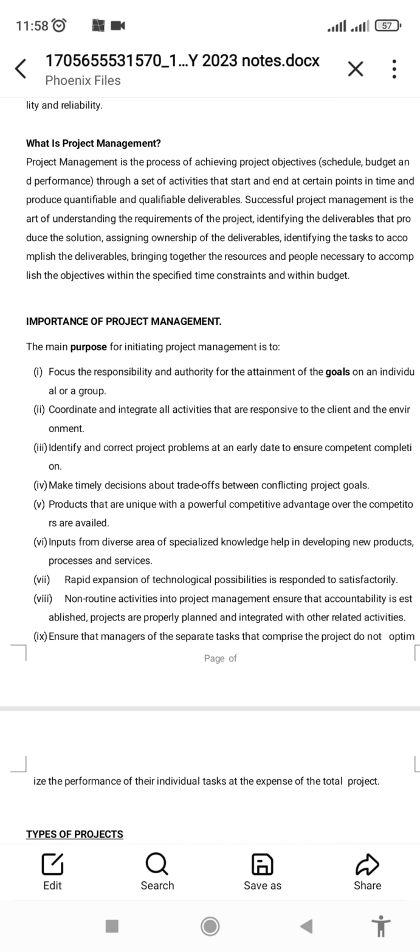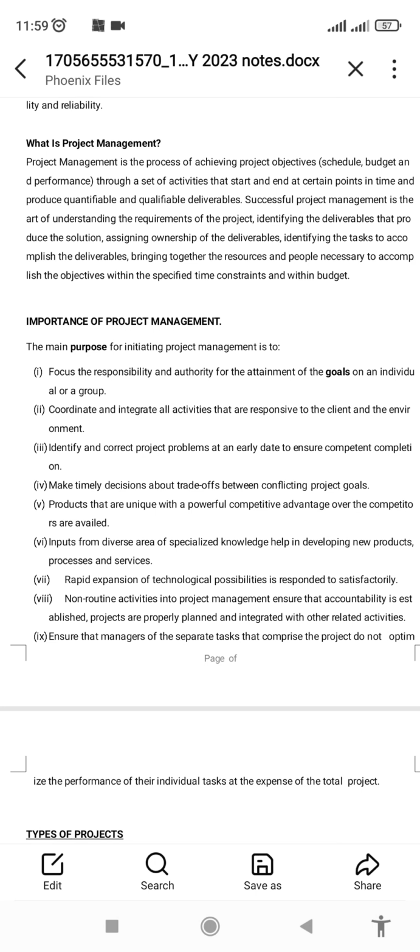Then thereafter, now project management. The unit is project management. We were first defining what is a project, and we defined it as a piece of planned work or activity that is completed over a period of time and intended to achieve a particular aim. Now project management itself, to manage a project as the word suggests. What is project management now? Project management is the process of achieving project objectives through a set of activities that start and end at certain points in time and produce quantifiable and qualifiable deliverables.